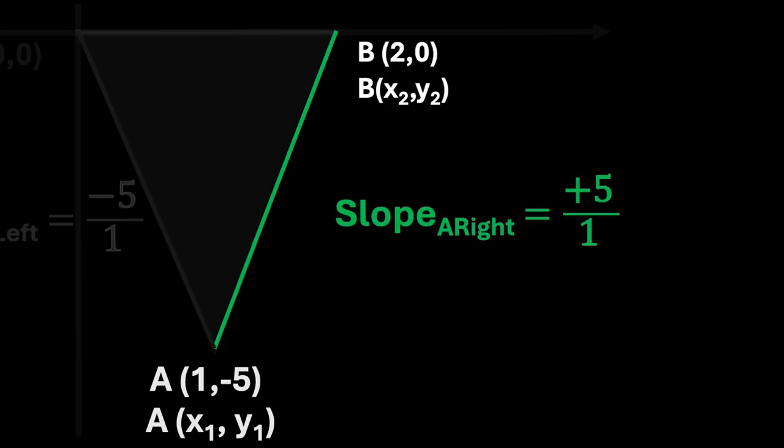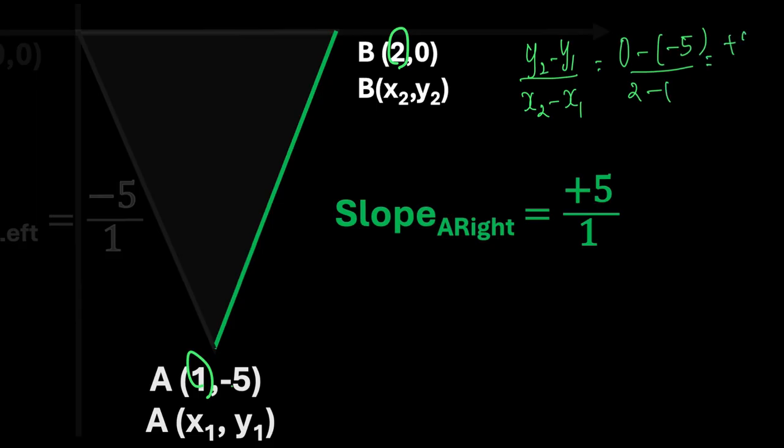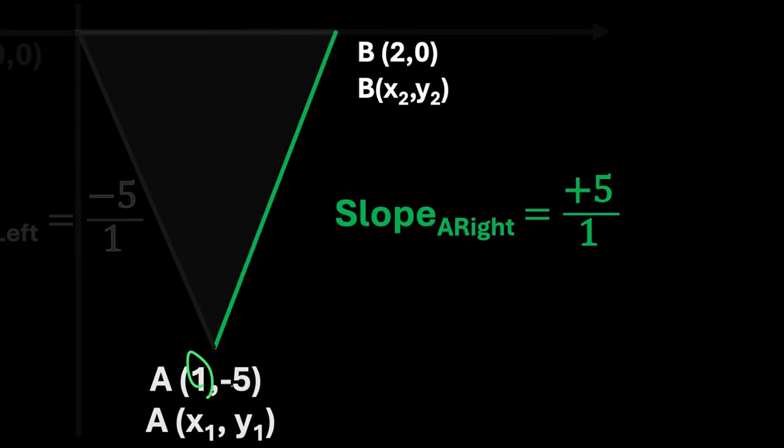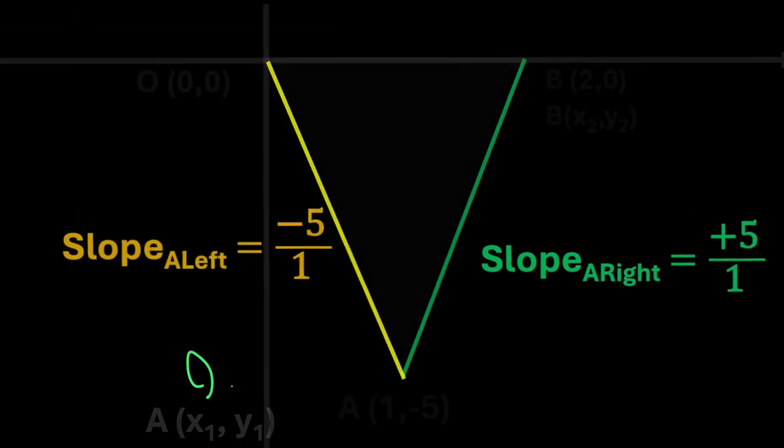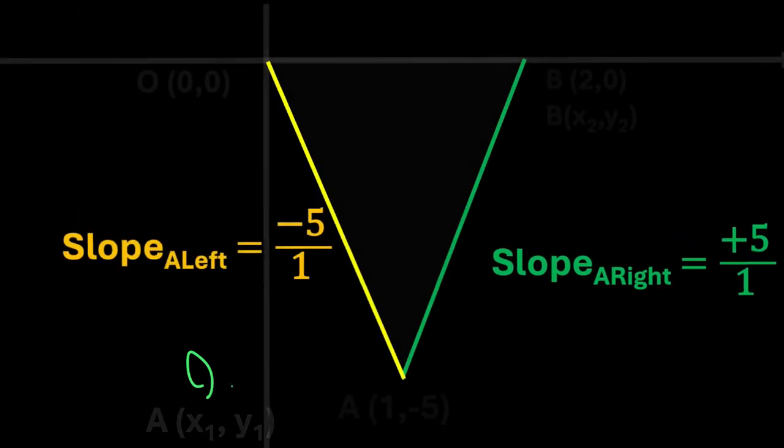Sorry, my bad. Let me just write it down here. So y2 minus y1 by x2 minus x1. What is y2? 0. Minus what is y1? It is minus 5 here. 0 minus minus 5 divided by 2 minus 1, which gives us plus 5 divided by 1. We can say that the slope of A from the right is 5 by 1 and from the left is minus 5 by 1.